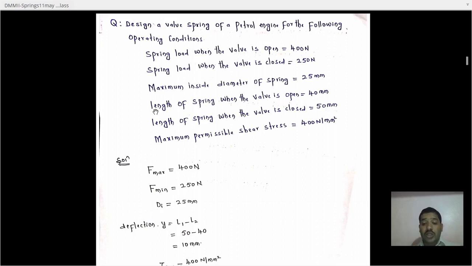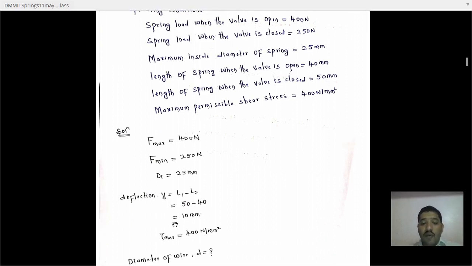The maximum permissible shear stress is given in this problem as 400 Newton per mm square. Let us see, if you want to find out the deflection, what is the formula? Deflection equal to L1 minus L2. L1 is the length of the spring when the valve is closed, 50 mm, minus L2, the length of the spring when the valve is open, 40 mm. If you subtract, 50 minus 40, you will get the deflection as 10 mm.